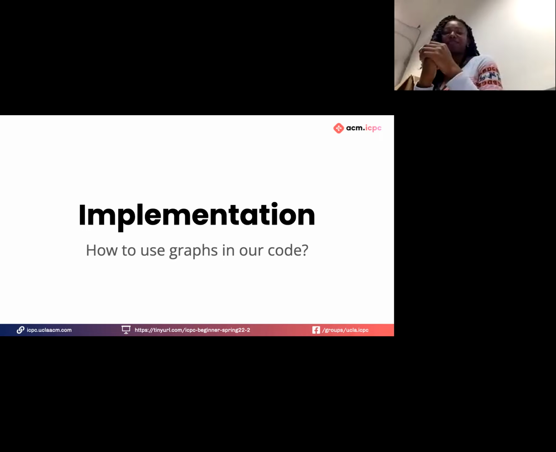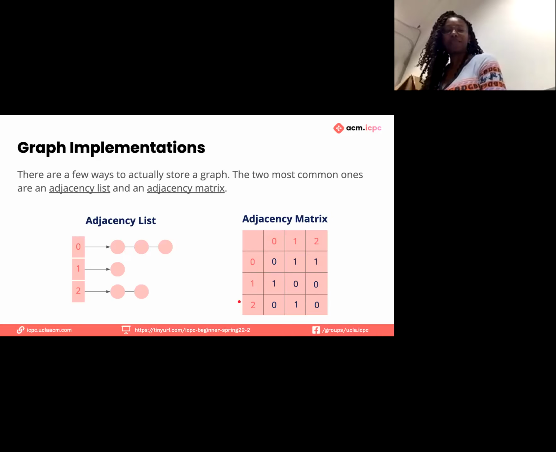So next we're gonna learn about implementation. So how to actually code with these, because the pictures are nice, but what's that gonna do? Okay. So there are a few ways to actually store a graph. The two most common ones would be an adjacency list and an adjacency matrix. So they kind of look like this, and we're going to see what they actually are.